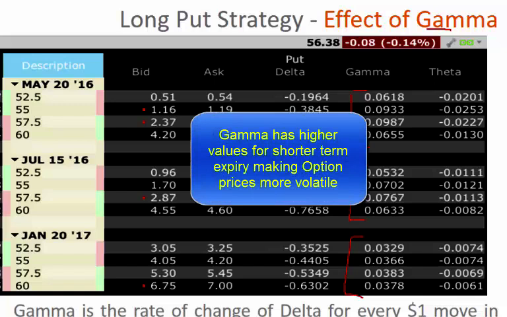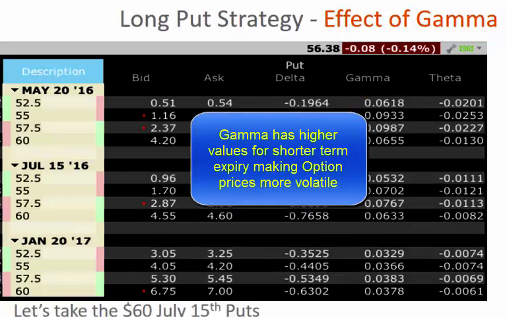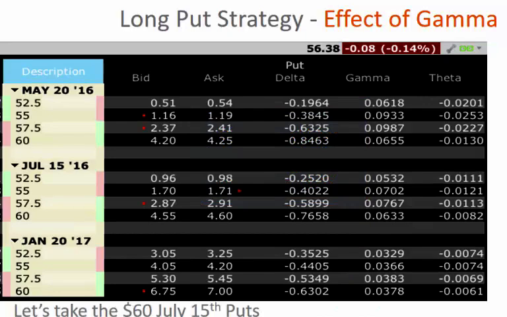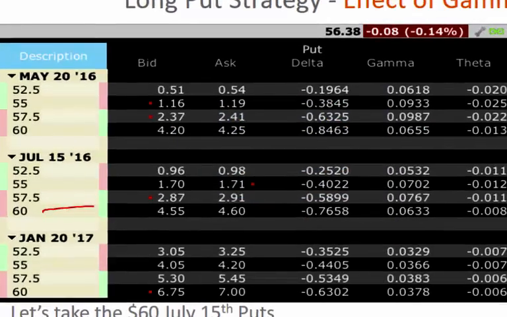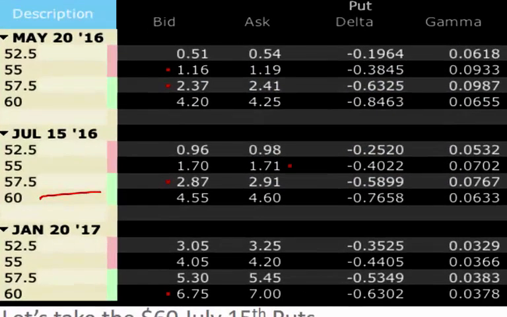So let's talk about gamma in greater detail with delta. Let's take again the $60 puts here for July the 15th. We can see our bid and our ask here. We have a delta of minus 0.7658, and then we have this gamma value of 0.0633. So what does that mean? It means that for every $1 rise in the share price of Microsoft in this case, the value of the delta will change by 0.0633.